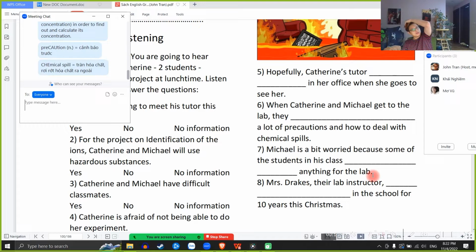Like for example, if they do not study and they go to the lab, it's still dangerous.